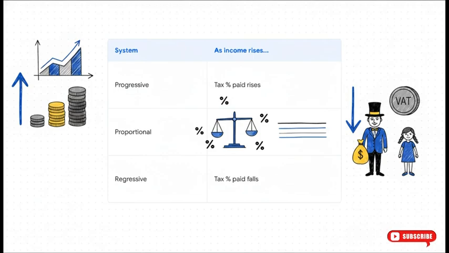Why is that? Well, think about it. Everyone pays the exact same absolute tax amount on a specific product, regardless of how much money they have in the bank. So taking $50 in tax on a purchase represents a much, much larger percentage of a low-income earner's total wealth compared to a millionaire buying that exact same item.